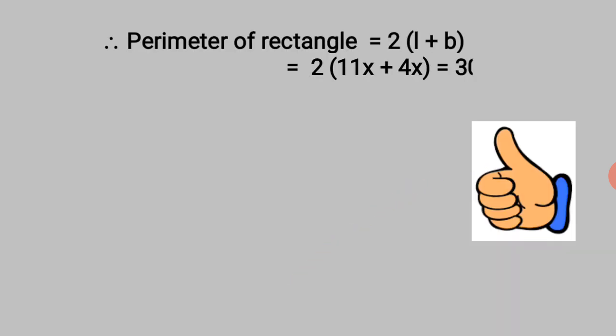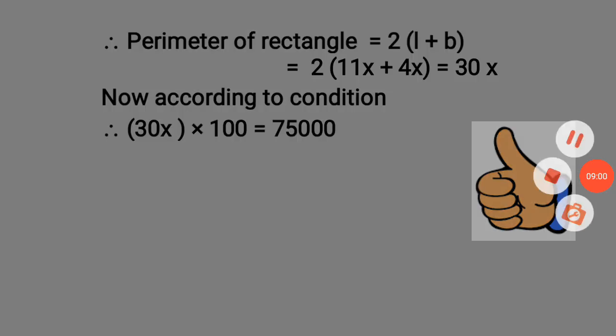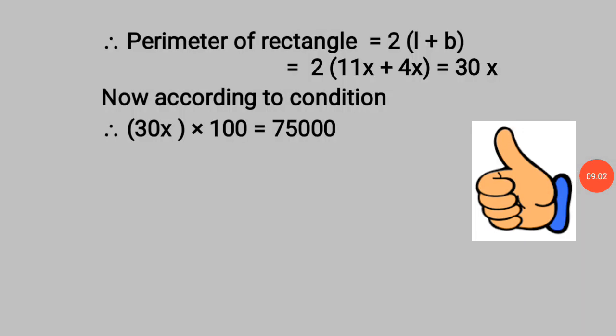Perimeter of the rectangle is 2(l plus b). You all know that. Substitute the values: l was 11x, b 4x. So just substitute and solve. You get the perimeter to be 30x. Now there is one condition that is given here. The condition is 100 rupees per meter is the expenditure and the total cost is 75,000, and we are doing the fencing. The length of the fencing is 30x.